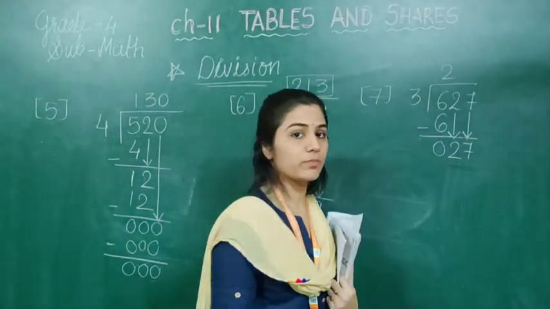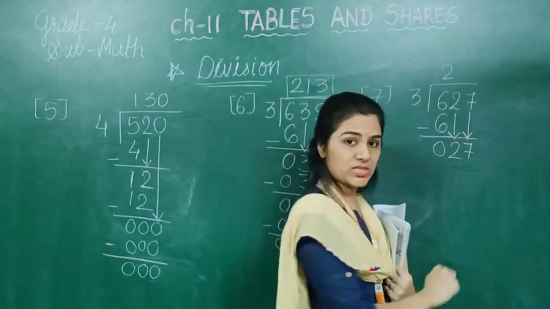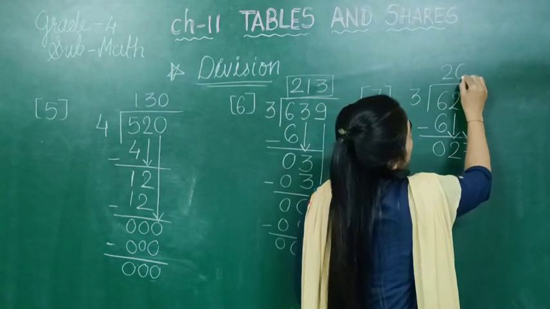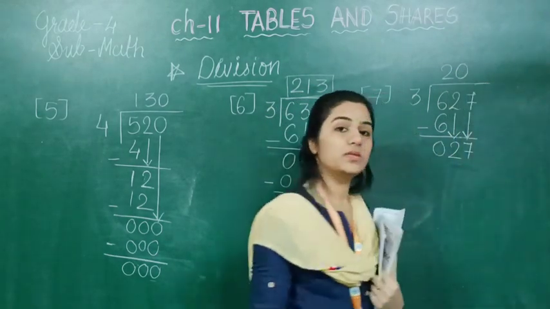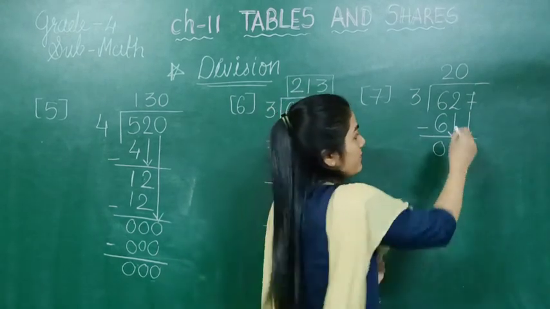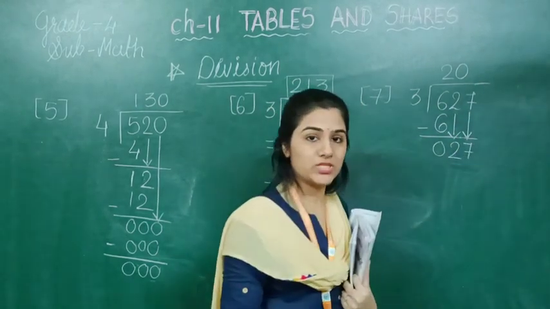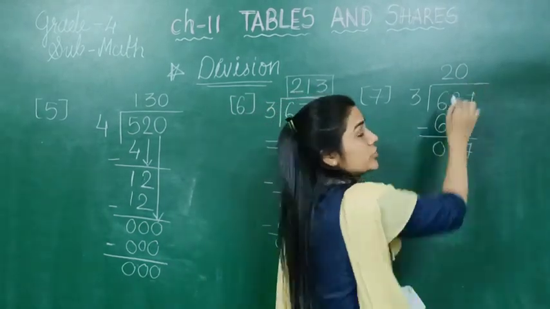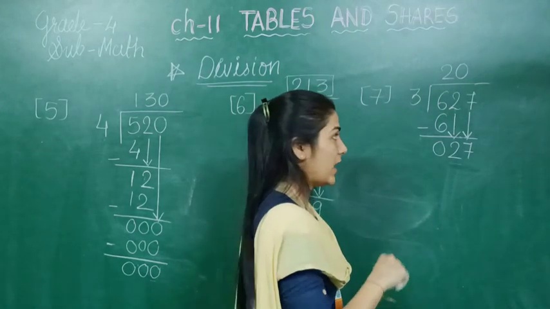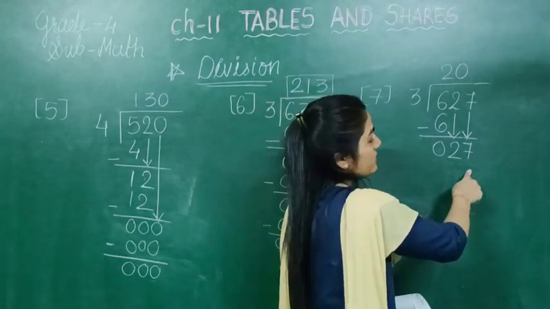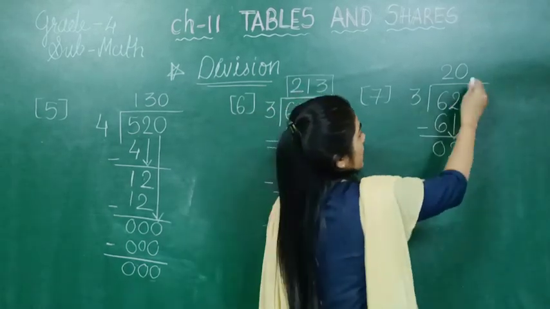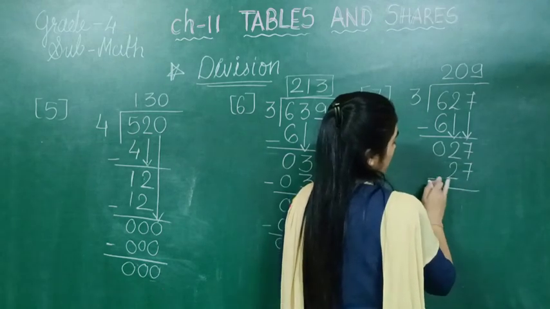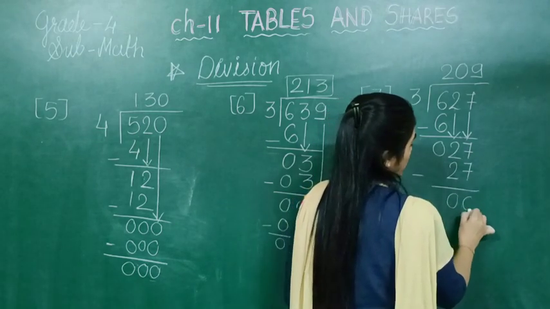So in the division sum, when you are copying down 2 digits together, at that time you have to put 0 in the place of the quotient for the rule. This you have to remember. Again I am repeating: when you are copying down 2 digits together, at that time you have to put 0 in the place of the quotient. Now you can run the sum. 27, when it comes in the table of 3, 3 nines are 27. So 27 minus 27, 0.